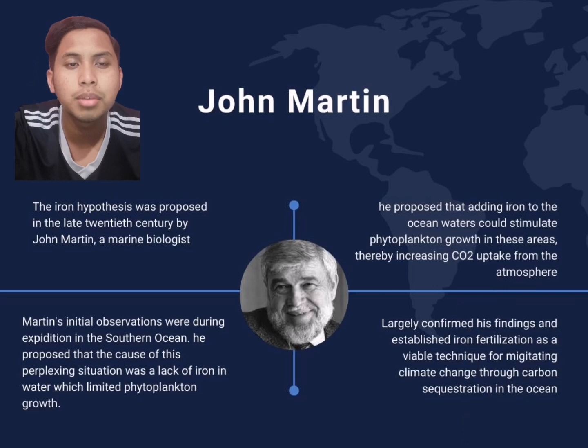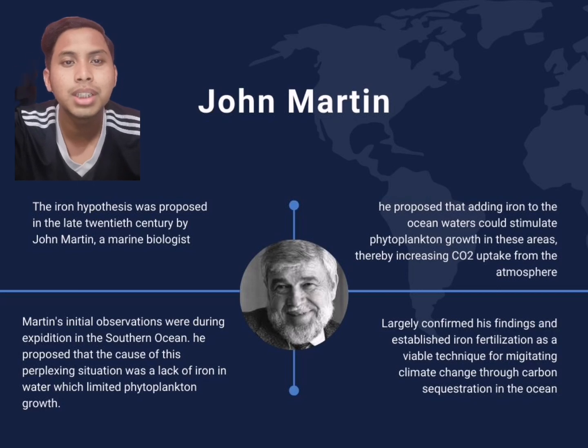John Martin, a marine biologist, proposed the iron hypothesis in the late 20th century. His findings were based on the observation that regions of the ocean that were rich in nutrients but low in phytoplankton growth were also deficient in iron, a key nutrient for phytoplankton growth. Martin suggested that phytoplankton growth in these regions could be stimulated by adding iron to the ocean water, which would increase the uptake of carbon dioxide from the atmosphere.